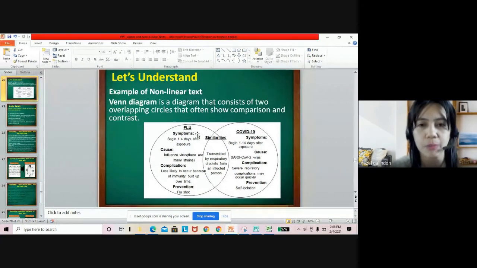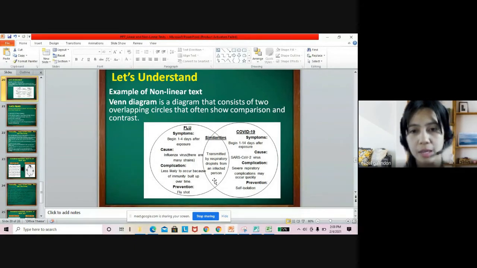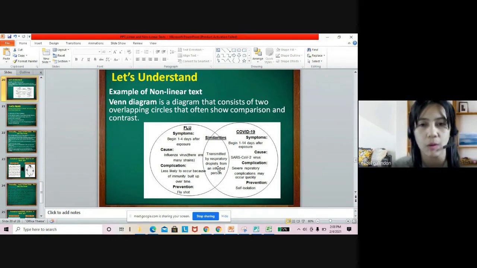Like here in our example, flu and COVID-19 are being compared. On the overlapping part, the part in the middle, we should write the similarities of the two, which is that they are both transmitted by respiratory droplets from an infected person. And outside the overlapping part, we can see the differences. Flu and COVID-19 have different symptoms, different causes, different complications, and different ways to prevent them.